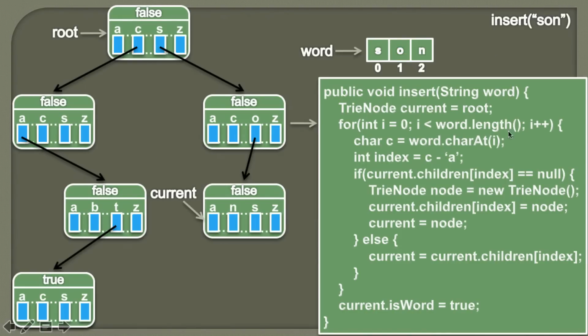Now after incrementing i by 1, i becomes 2. So now we'll insert the value n. So the value of char c will become n. We will evaluate its index by subtracting a from n. So it would give index as 13.